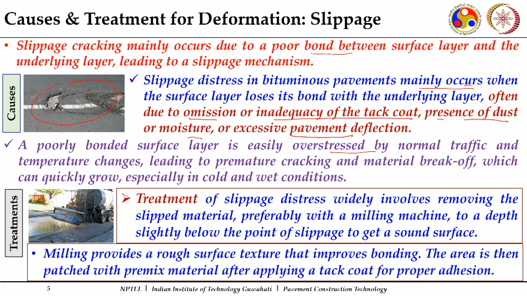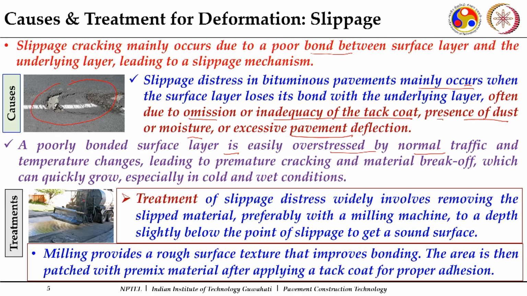So, there you have more amount of stresses coming up on the surface. A poorly bonded surface, specifically the one which already has a lack of bond with the existing one, when it is overstressed by normal traffic, at what locations does it usually get overstressed? At intersections, at curves where frequent acceleration and braking actions take place, along with when temperature changes are there, leading to premature cracking and material break off.